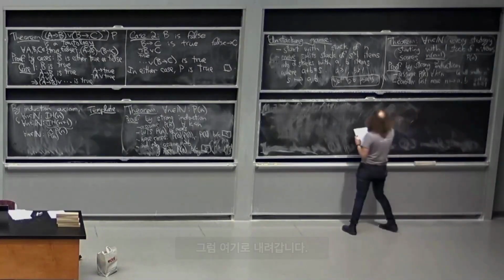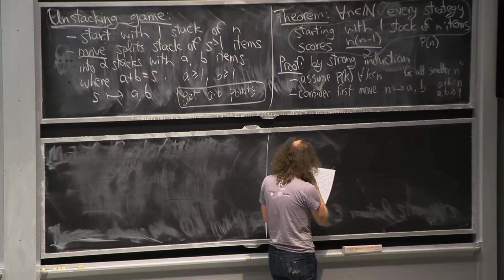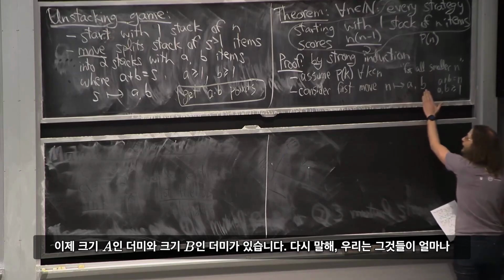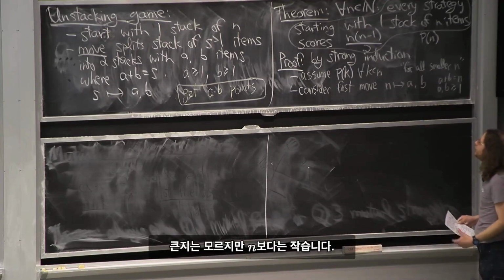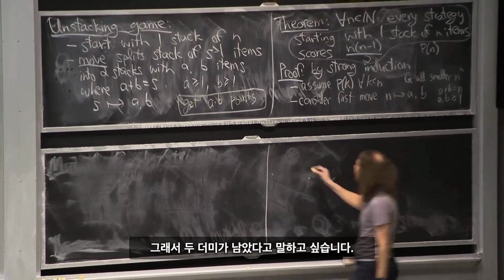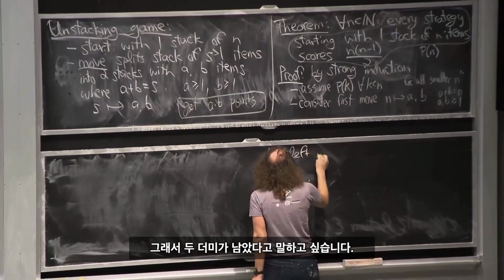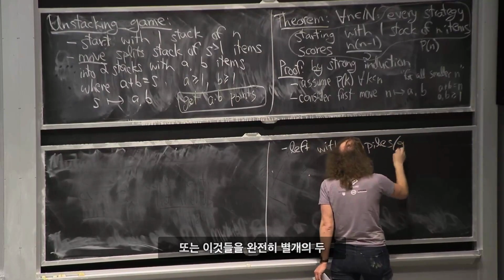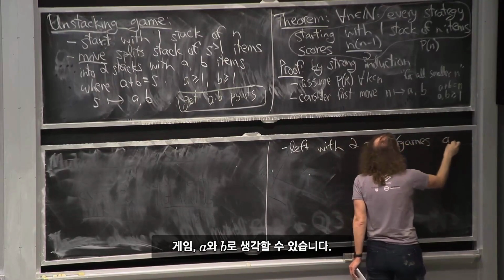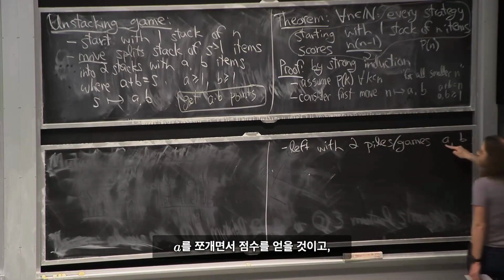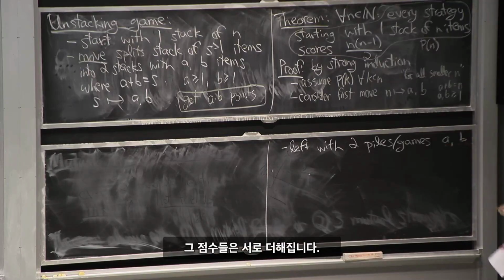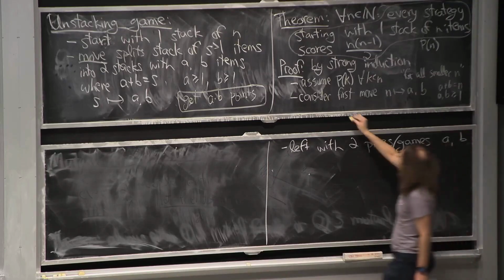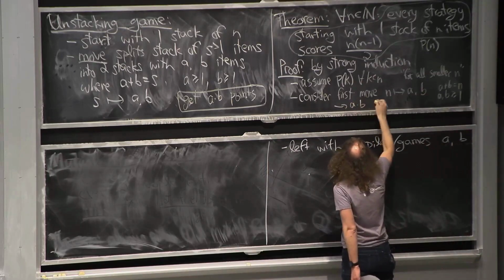Okay, so we go down to here. We now have a pile of size A and a pile of size B. Again, we don't know how big they are, but they are smaller than n. So we are left with two piles, or we can really think of those as two completely separate games, A and B. We're going to get some points from splitting up A, and some points from splitting up B. They sum together, but these piles don't really interact from here on. We got A times B points from this first move.